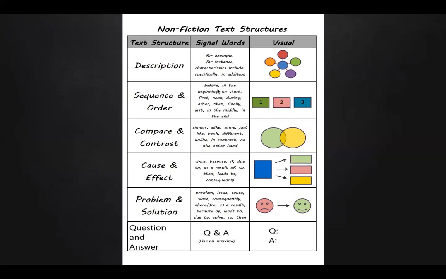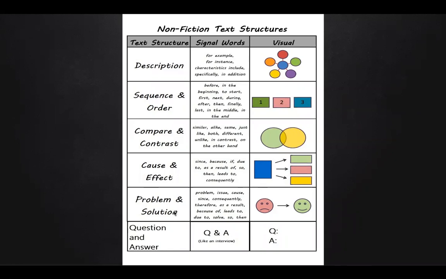Sequence and order: first, beginning, end. Comparing and contrast: how are they the same? How are they different? You have your Venn diagram. These are all your similarities and differences about each and everything. Cause and effect: as a result, consequently. So this has happened, now this happens because of that, A, B, and C.